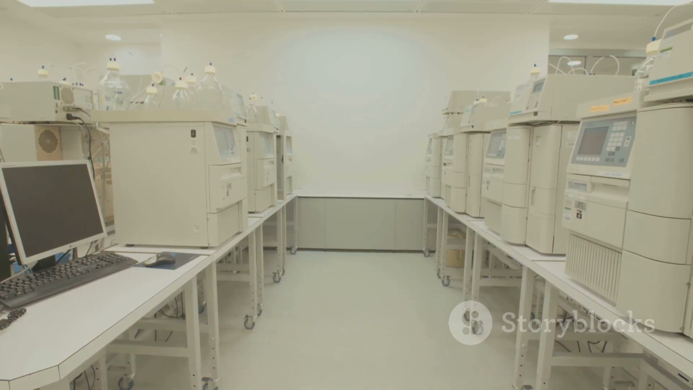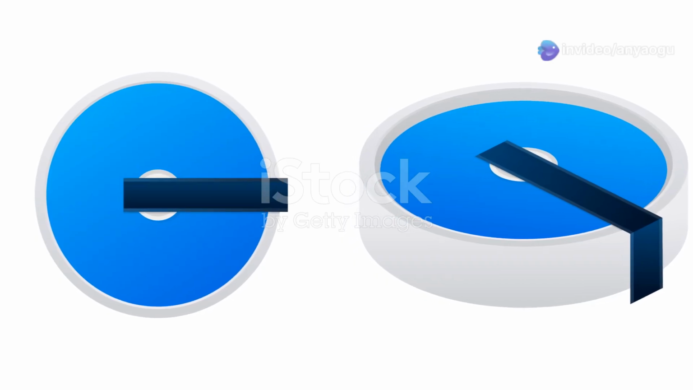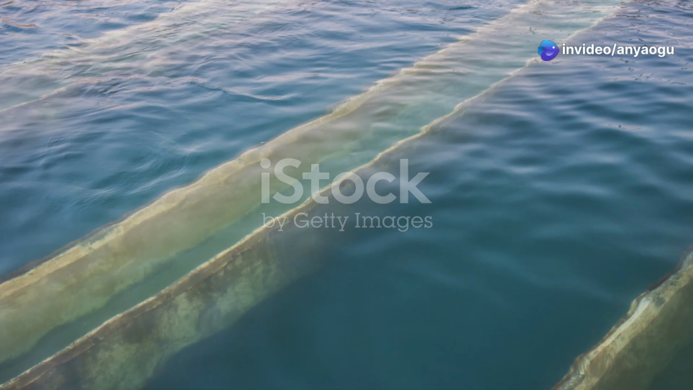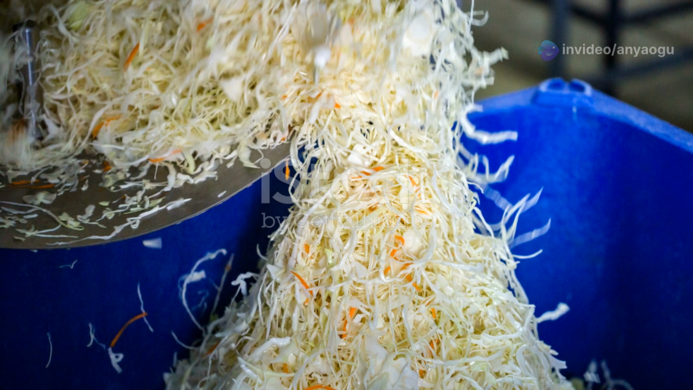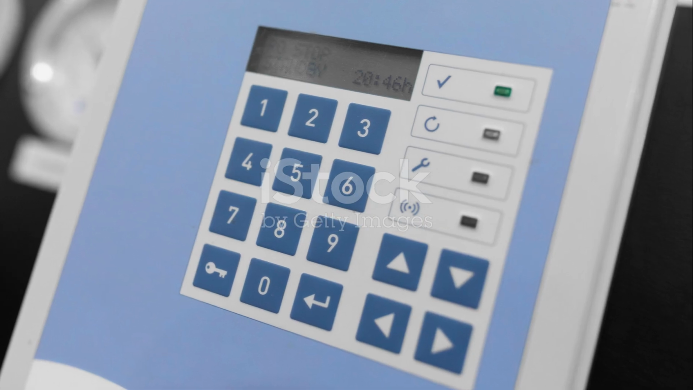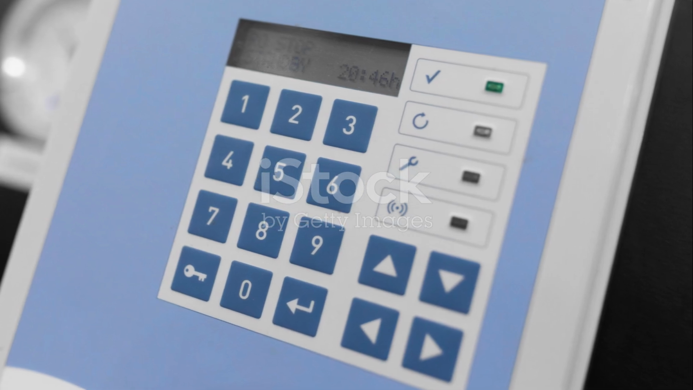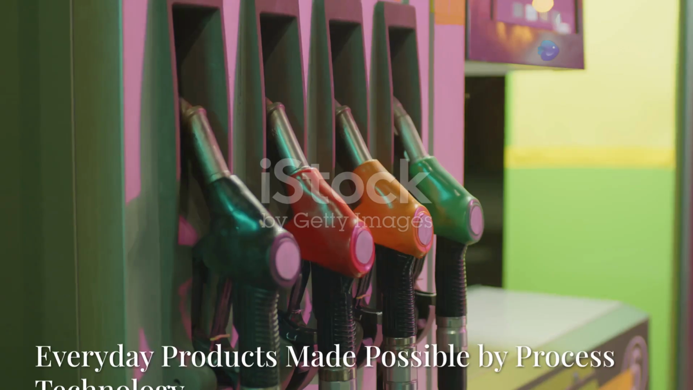5. Water treatment. Process technology plays a vital role in purifying water for drinking, sanitation, and industrial use, making it safe and readily available. These examples merely scratch the surface. Process technology is ubiquitous, impacting virtually every aspect of our modern lives.